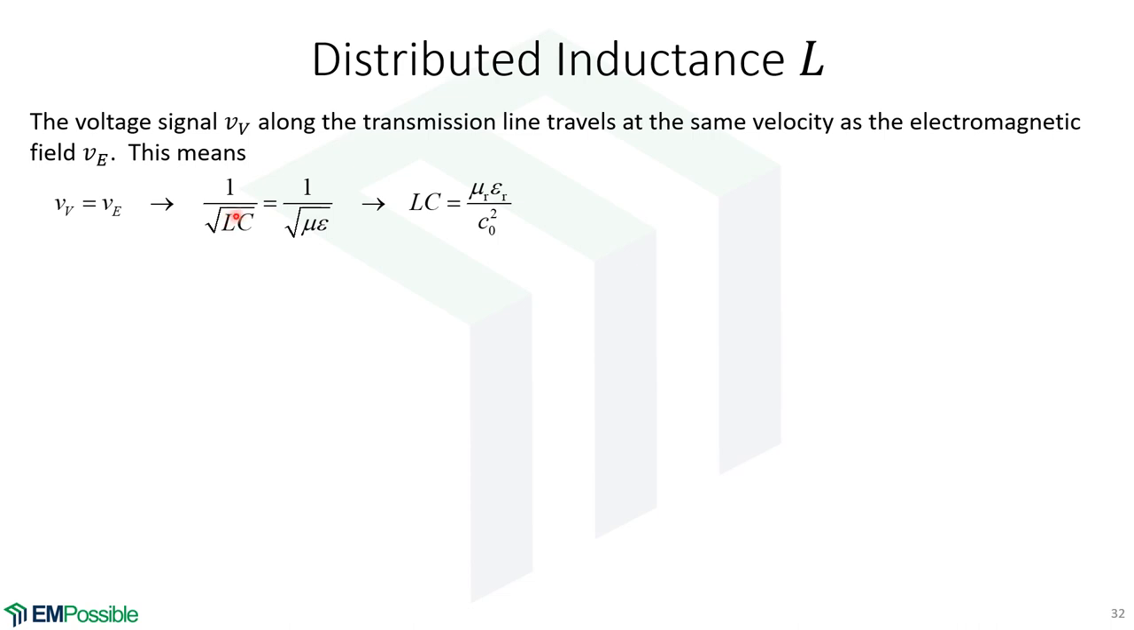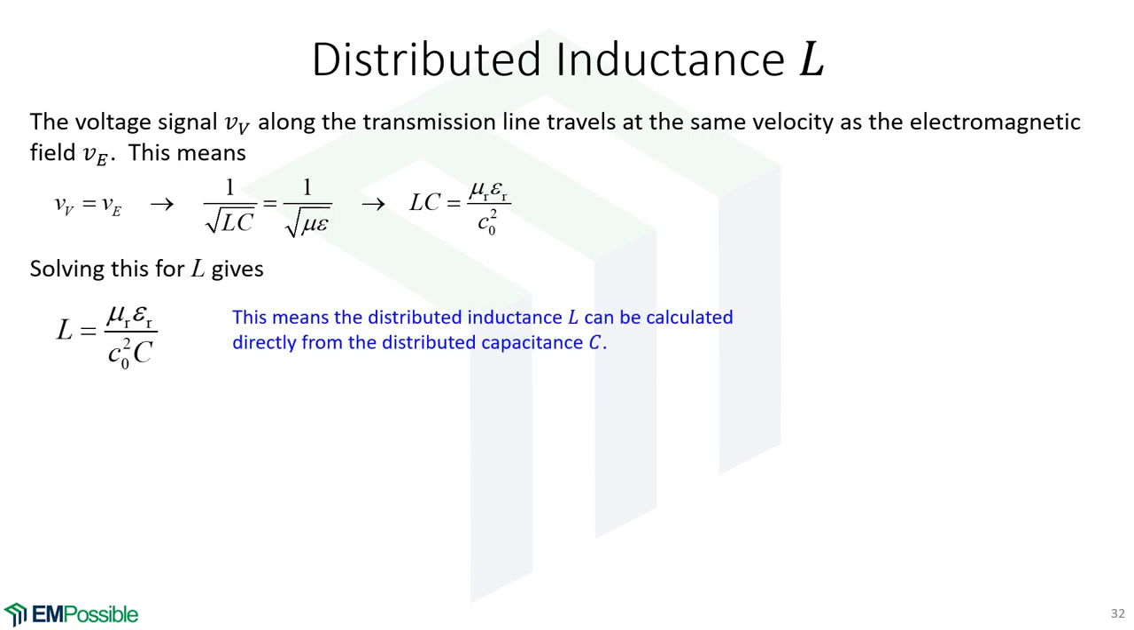So 1 over square root of LC, this is the velocity of a signal on a transmission line, has to equal 1 over square root of mu times epsilon. This would be the speed of a wave in an infinite medium of this mu and epsilon. And okay, we can solve this for LC. We square both sides, and we end up with this expression. And the C naught arises because, remember, this mu is the permeability. It's the free space permeability times the relative permeability. Our permittivity is the free space permittivity times the relative permittivity. The relative terms end up here. And the free space terms end up being the speed of light squared.